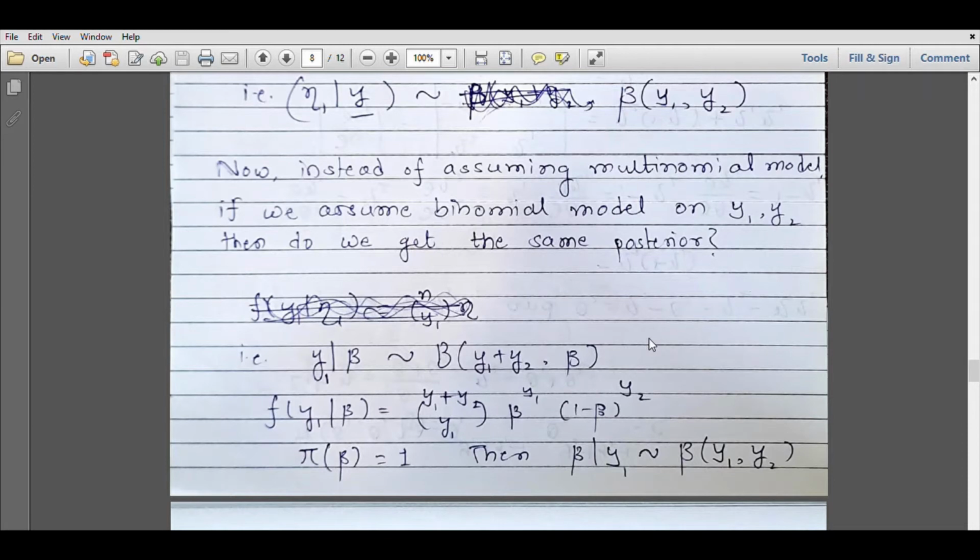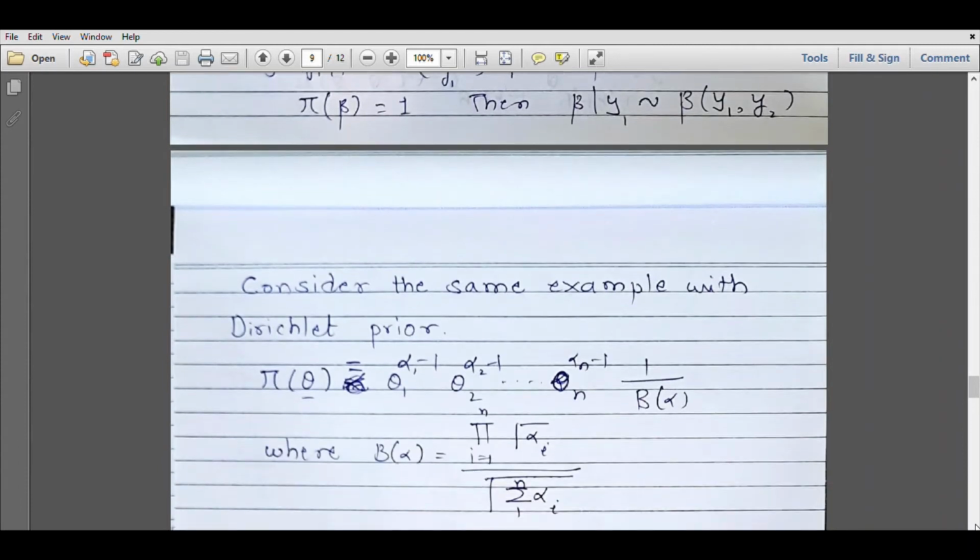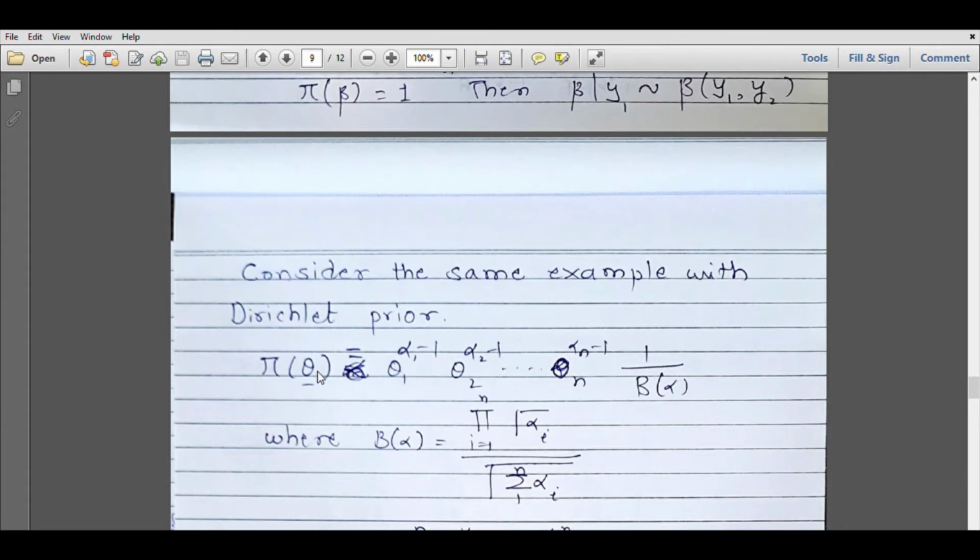Now let us see what would have happened if we had a different prior distribution. Let us assume that we have a Dirichlet prior. So what is a Dirichlet distribution? The distribution here is simply proportional to theta 1 raised to the parameter minus 1, theta 2 raised to the parameter minus 1 and so on. Suppose theta is an n-dimensional vector, then the prior distribution following the Dirichlet will be like this: pi of theta is theta 1 raised to alpha 1 minus 1, theta 2 raised to alpha 2 minus 1 and so on, theta n raised to alpha n minus 1, multiplied by 1 upon B alpha.